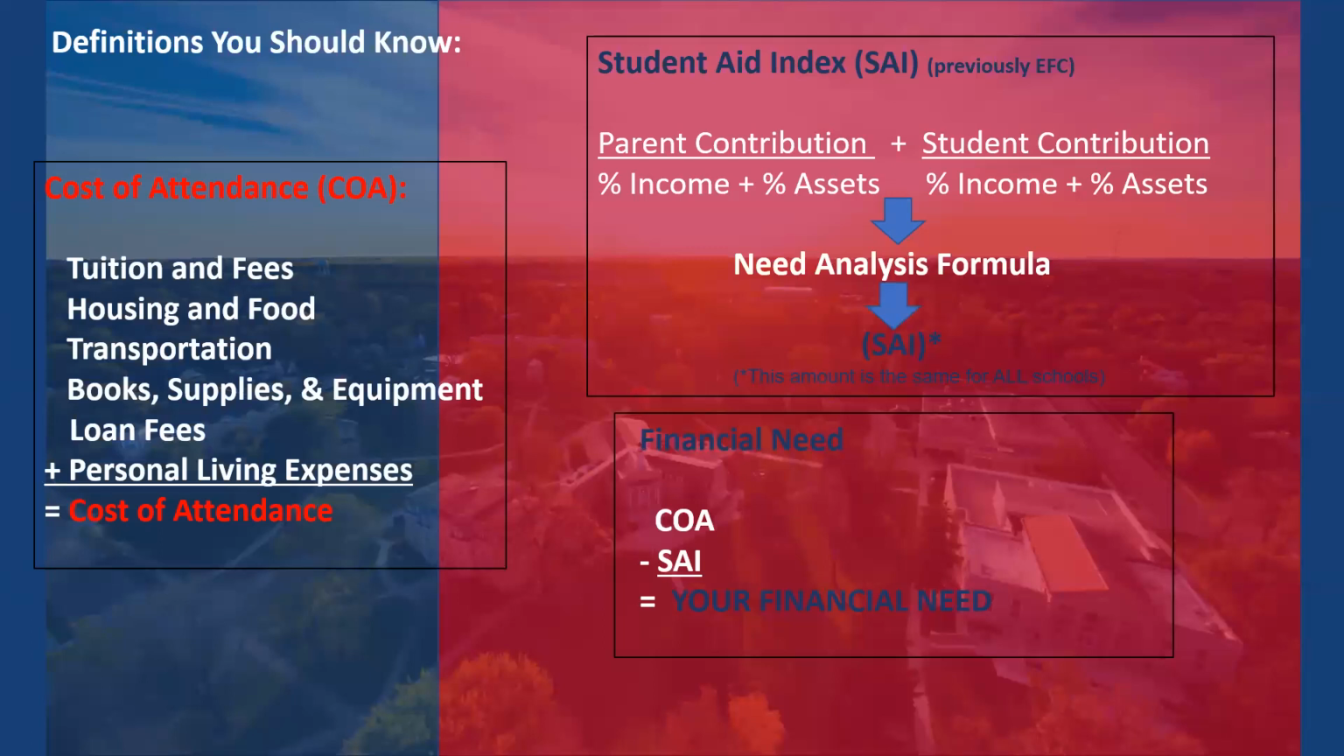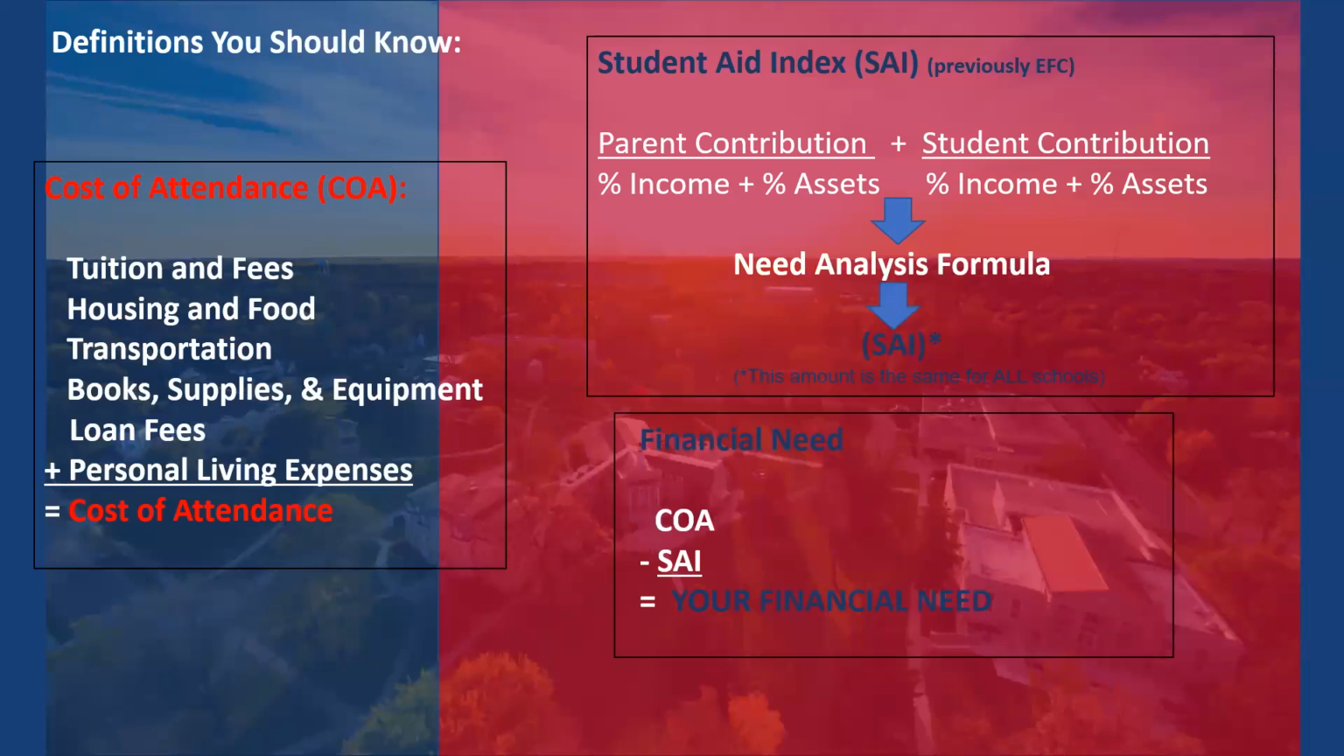Some definitions that you should know. Cost of attendance, or COA. The cost of attendance is made up of direct costs that are billed directly to the student, such as tuition and fees, and housing and food, as well as indirect costs that are not billed directly to the student, but things that they should account for, such as transportation, books, supplies, and equipment, loan fees, and personal living expenses. All of those add up to the cost of attendance, or sometimes known as the sticker cost.